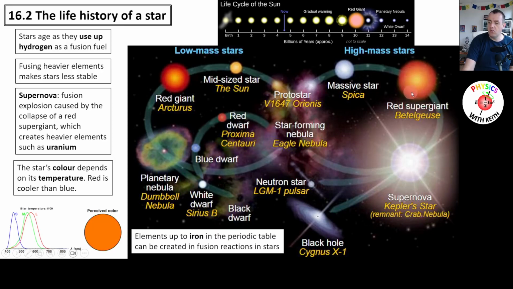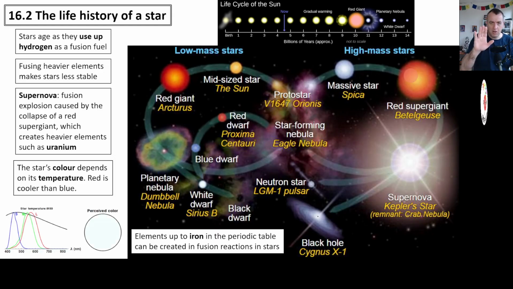So Betelgeuse, that is how you pronounce that, is an example. You can see Betelgeuse in the Orion constellation. My apologies. You can see it is red. It's got a reddy sort of look to it. You can see it. That is a red supergiant.